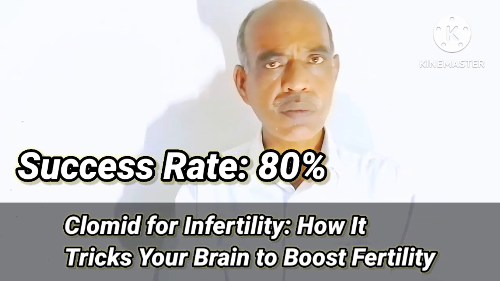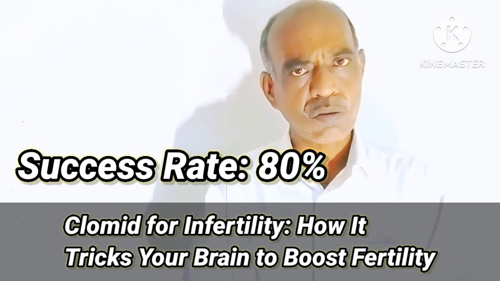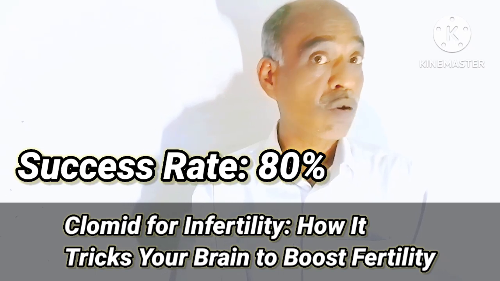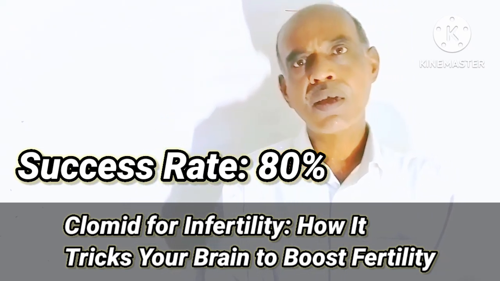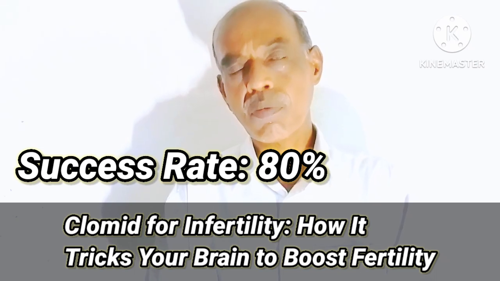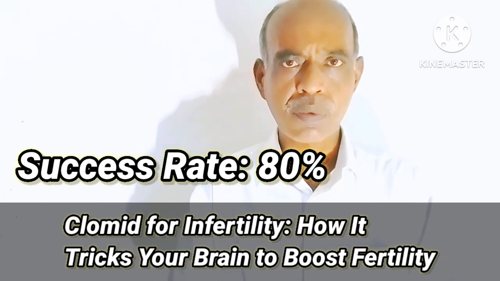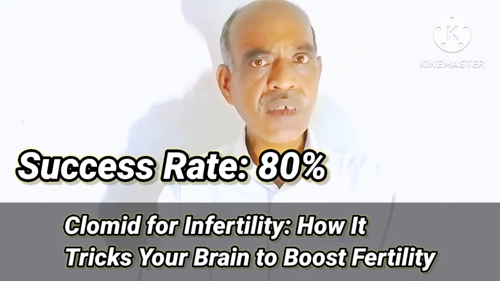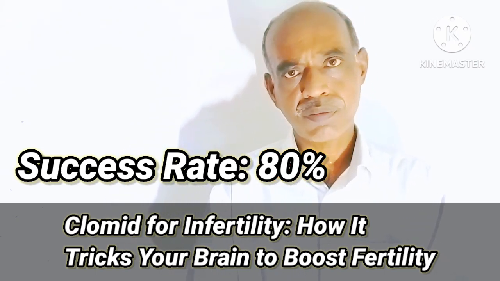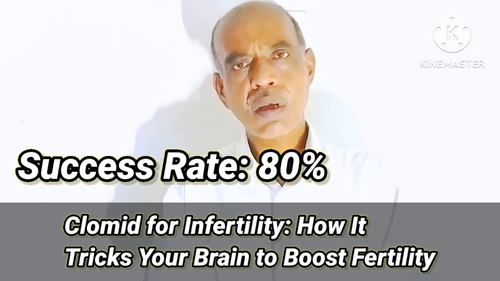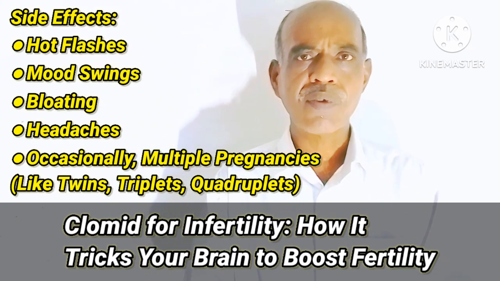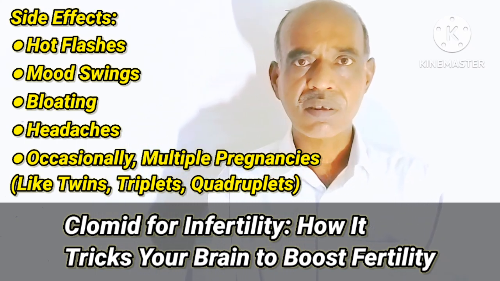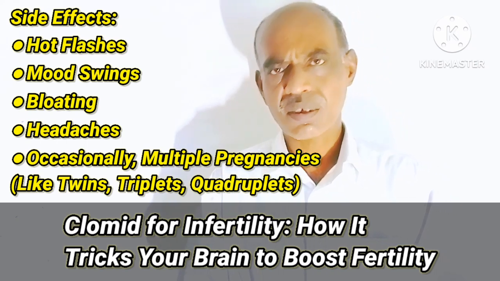If you want to know the effectiveness, about 80% of women get success, not 100%. In many cases, ovulation does not occur in the first cycle. For many women multiple cycles are required, and for a few women multiple cycles along with other treatments are required for the same problem. Of course there are side effects like bloating, hot flashes, headaches, and in special cases multiple pregnancies.